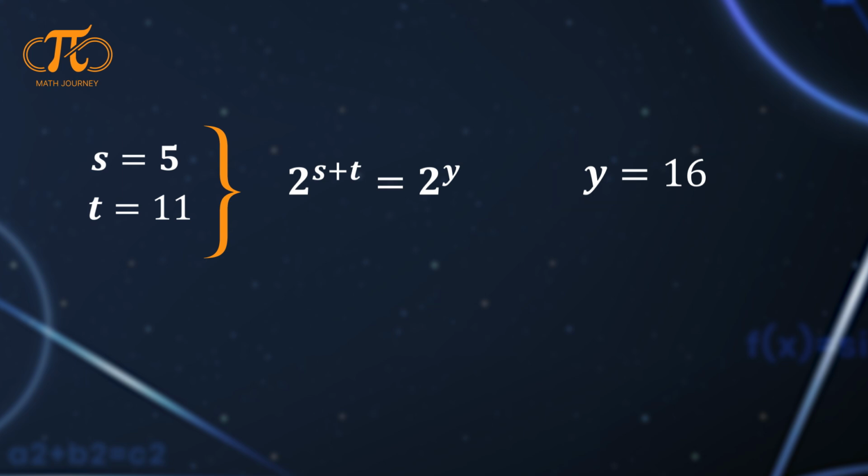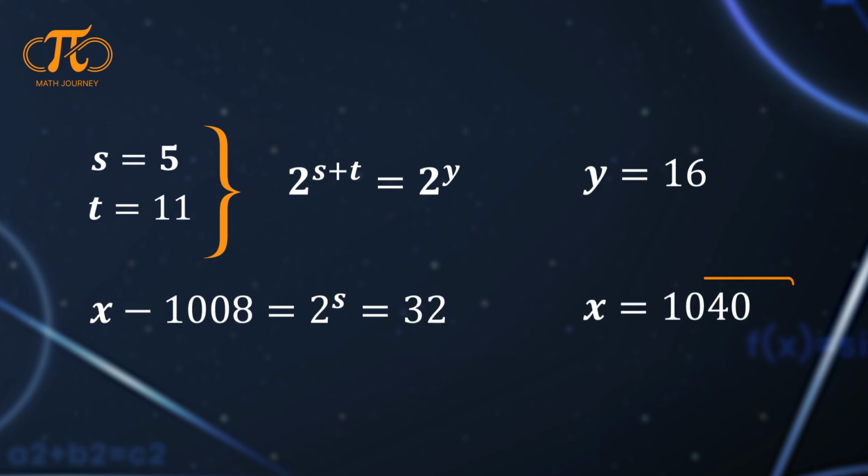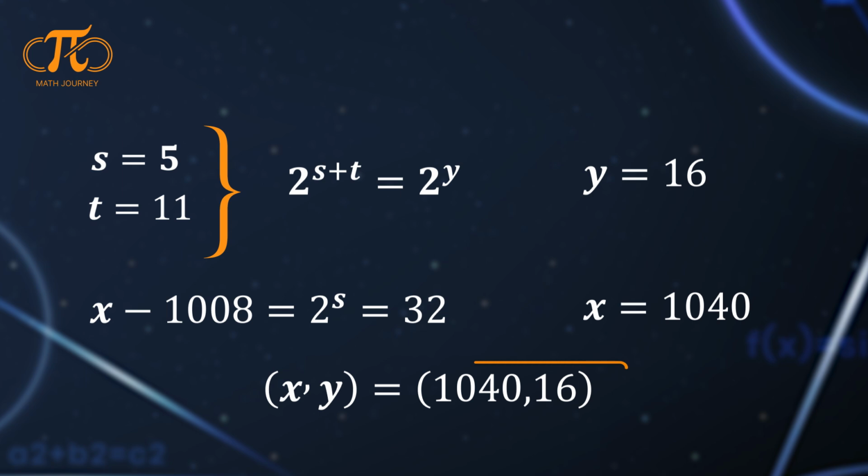With s equals 5, we substitute back to find x. After substituting, we get x minus 1,008 equals 2 to the power of 5 equals 32. So, x equals 1040. So there you have it. Our solution is x equals 1040. And y equals 16. What seemed like an overwhelming problem became manageable by breaking it down step by step.